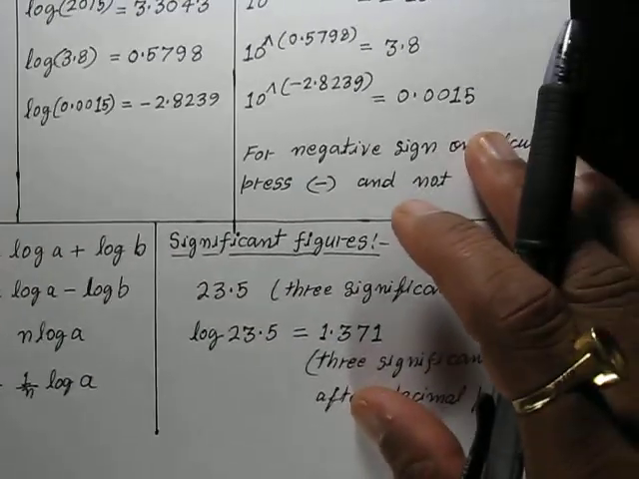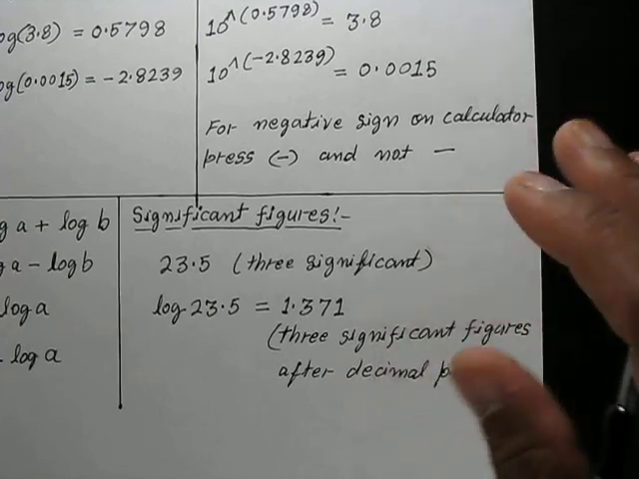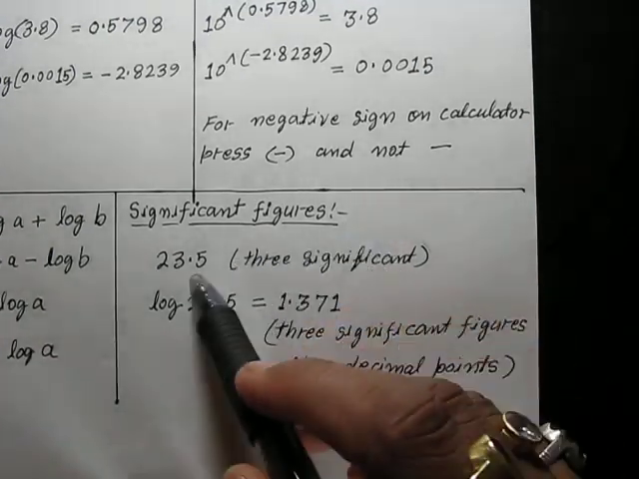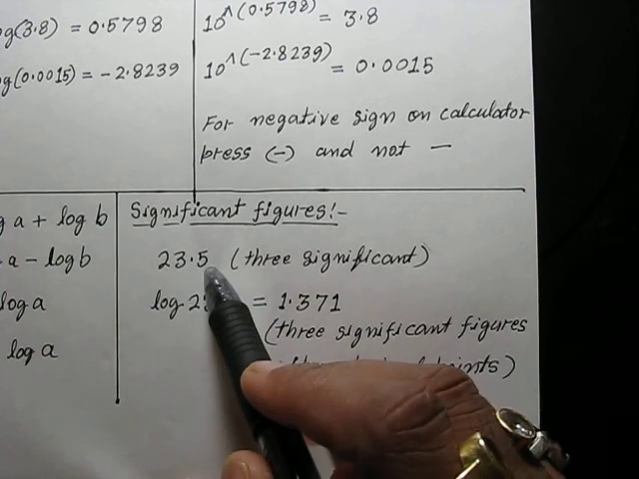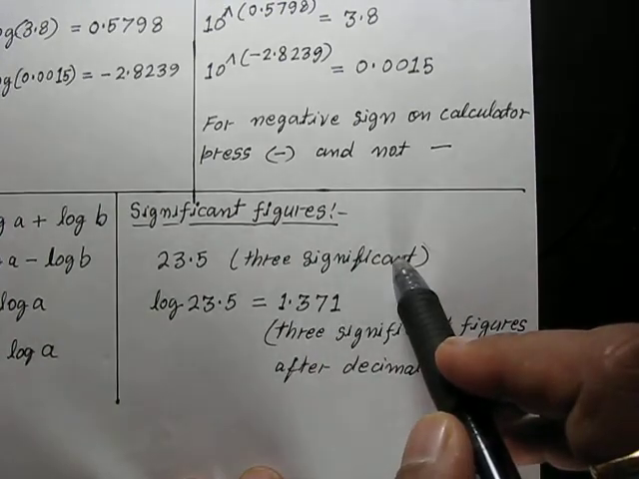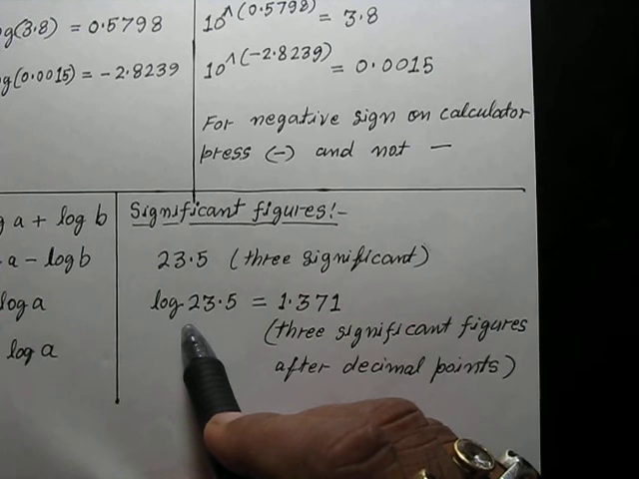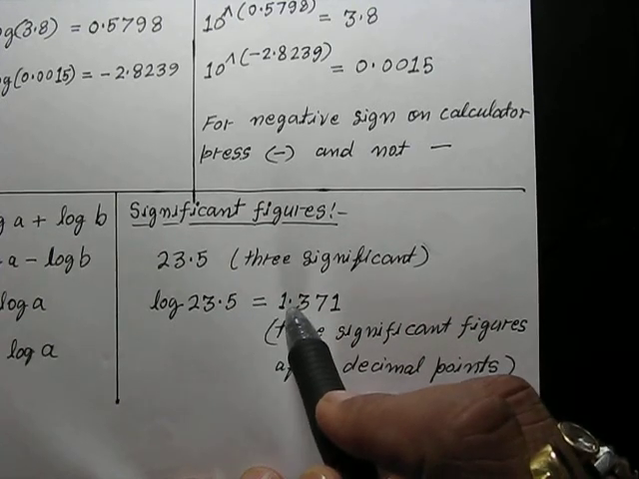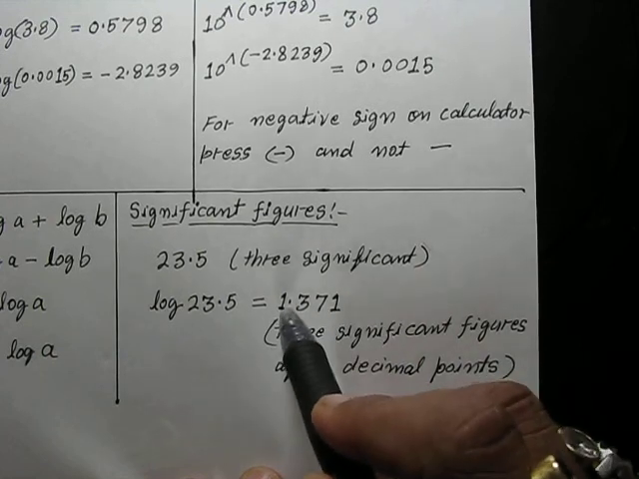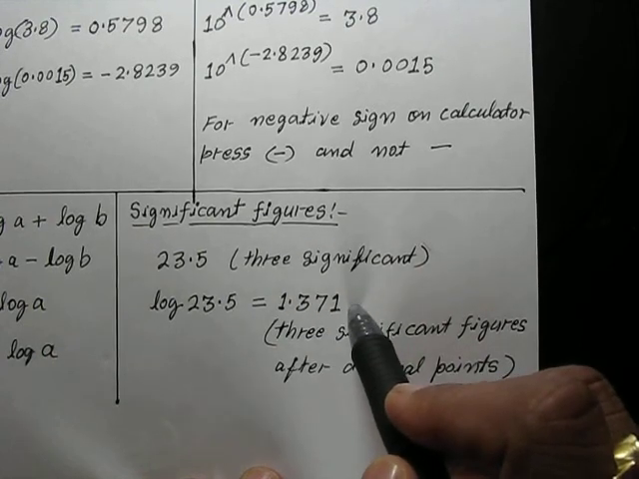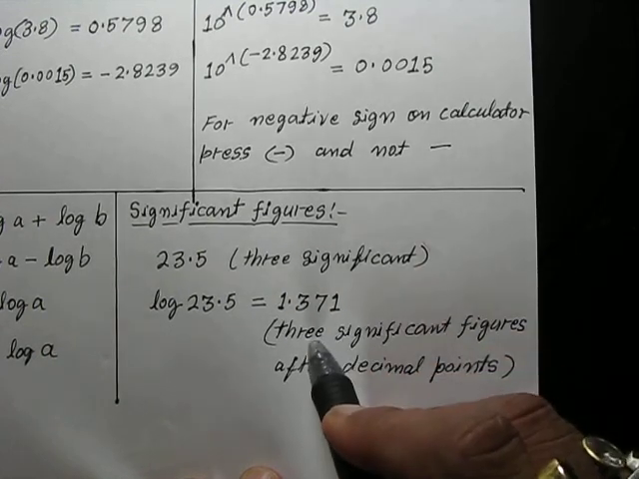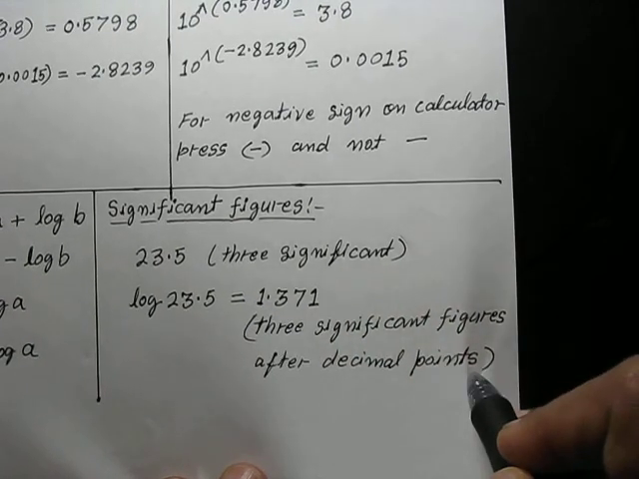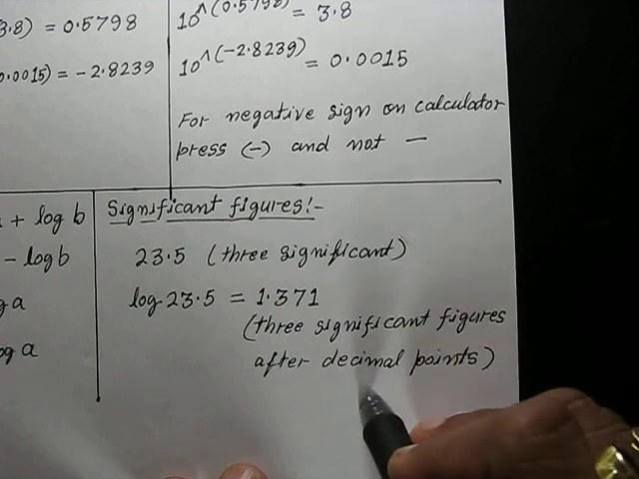What about significant figures? How do we manage significant figures in the log? For example, 23.5 has three significant figures. If you take the log of 23.5, the answer will be 1.371. So we have to use three significant figures after the decimal place.